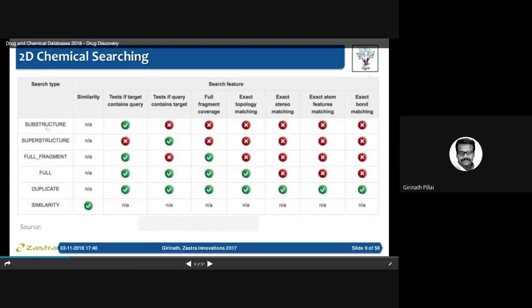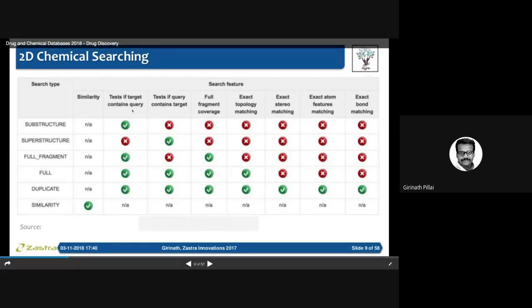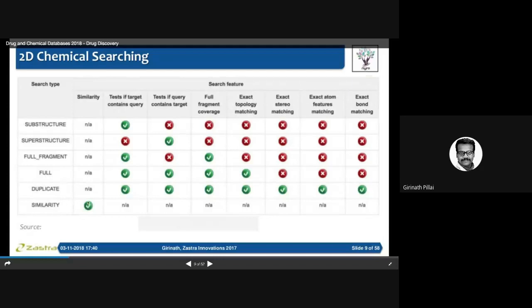But substructure means a particular region of the compound is being looked at to see whether there is any identical structure, to test if the target contains the query. That's it. So substructure is for a specific region of the compound. Similarity is for the overall compound. And coming to duplicate, we are exactly trying to find out the exact match. That is called duplicate. But then we have fragments and many others.